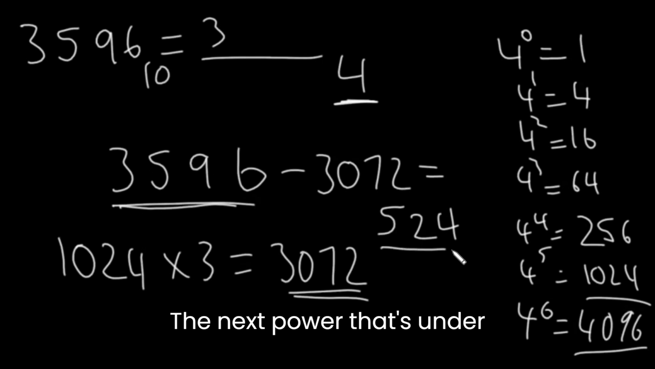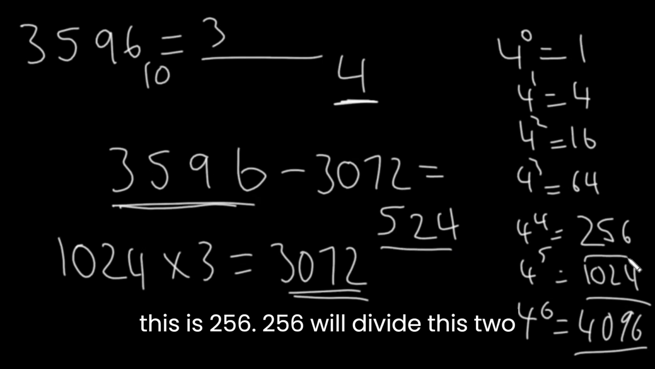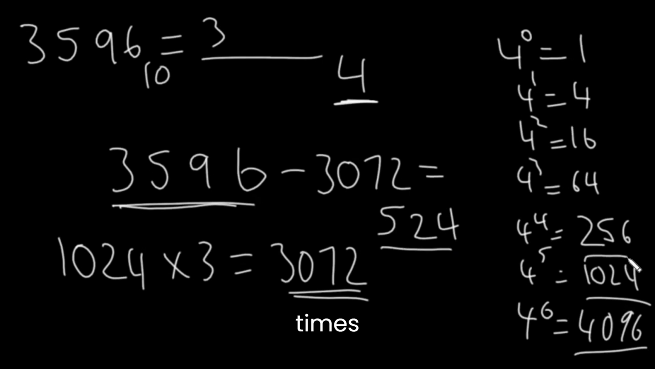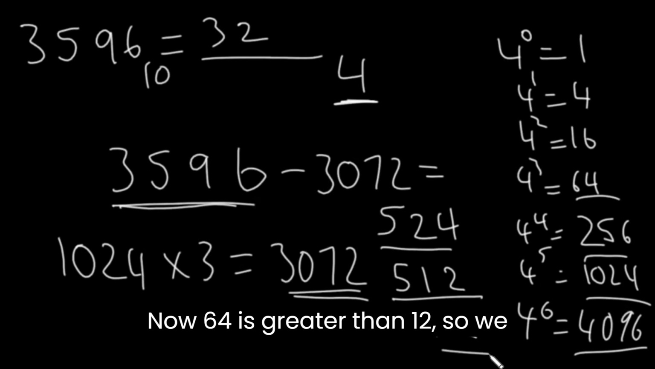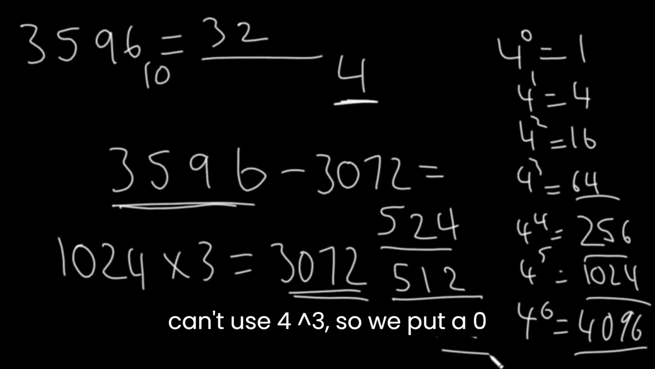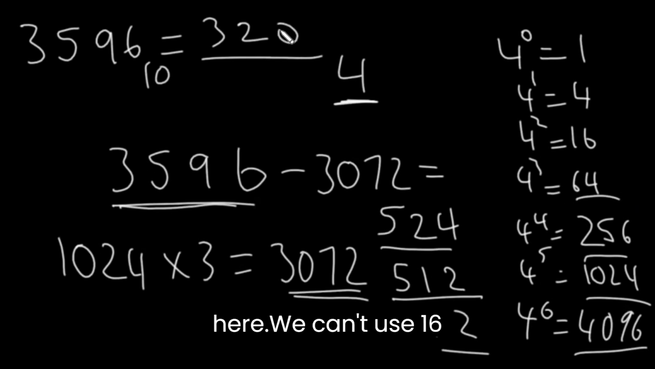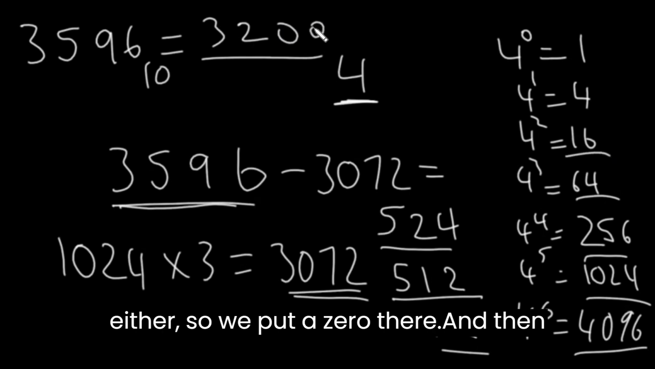The next power that's under this is 256. 256 will divide this 2 times. And 256 times 2 is 512. So we can write a 2 there. And then this will be a 12. Now 64 is greater than 12, so we can't use 4 cubed, so we put a 0 here. We can't use 16 either, so we put a 0 there.